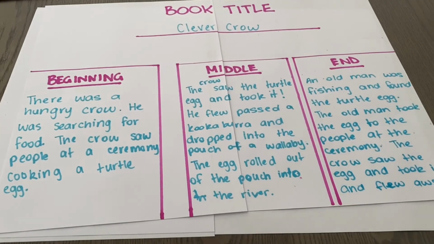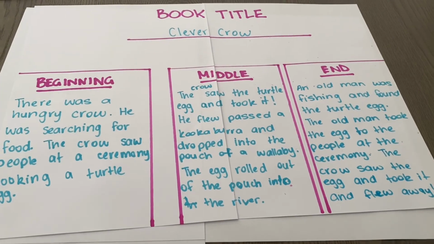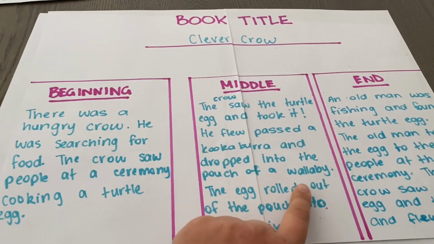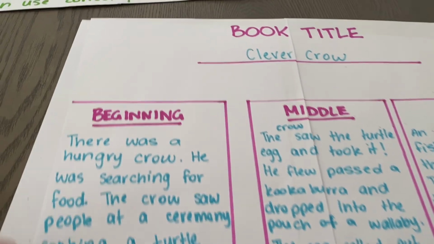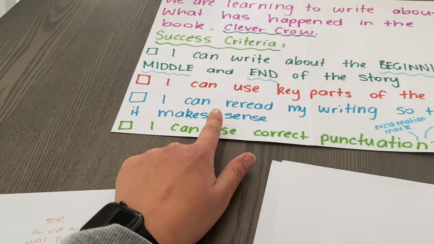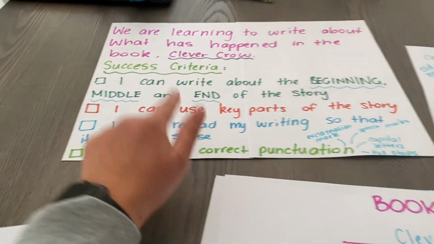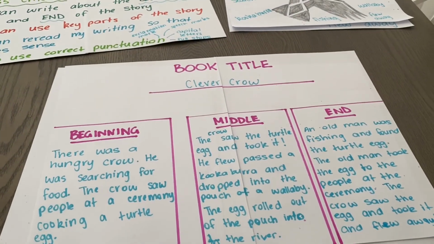So there you go, boys and girls. We have written the beginning, middle, and end part of the story. I've reread my writing to make sure it makes sense, used correct punctuation, and I used the keywords. So I think we were very successful today. Happy writing!